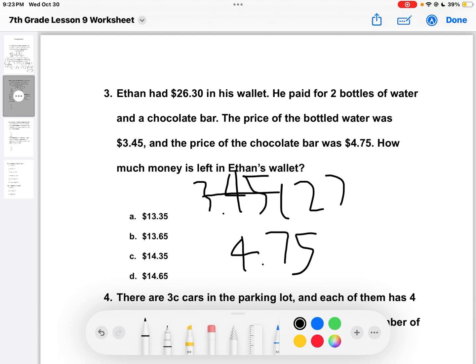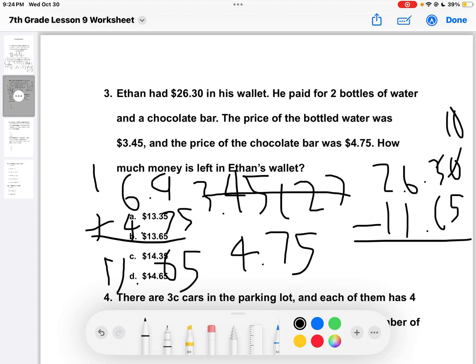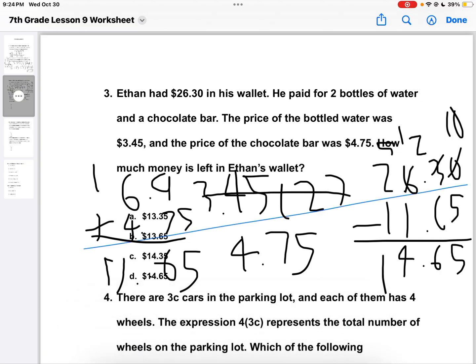And 3.45 times 2 is 6.9 plus 4.75 will be 5, 16, carry the 1, 11.65. And 26.30 minus 11.65 will be, carry the 1, change this into 2. 10 minus 5 is 5. Carry the 1, change this to 5. 12 minus 6 is 6. 5 minus 1 is 4. 2 minus 1 is 1. So the answer will be D, 14.65.